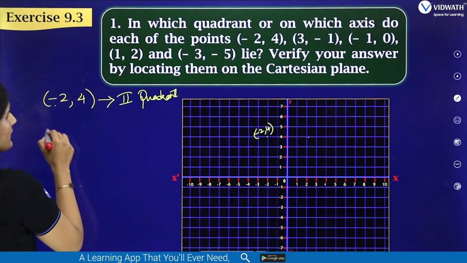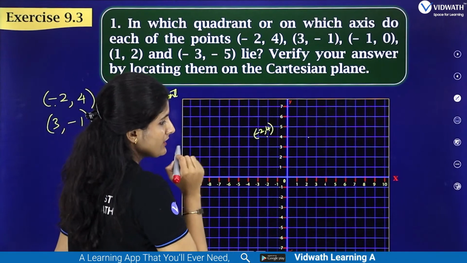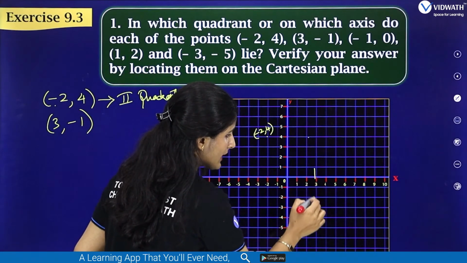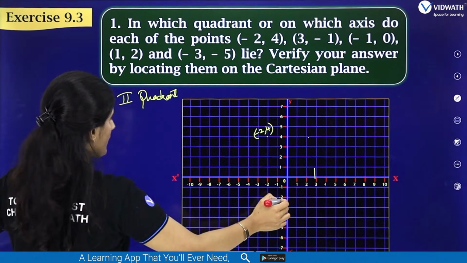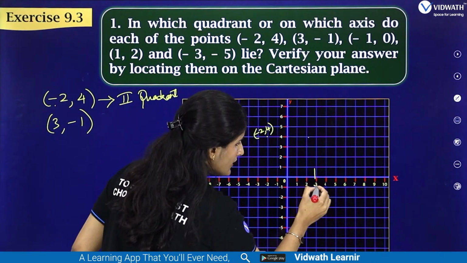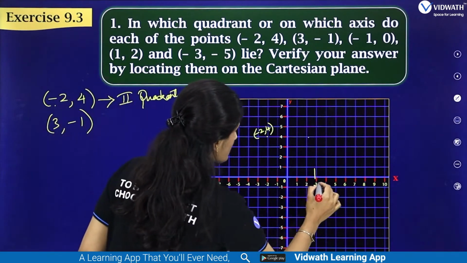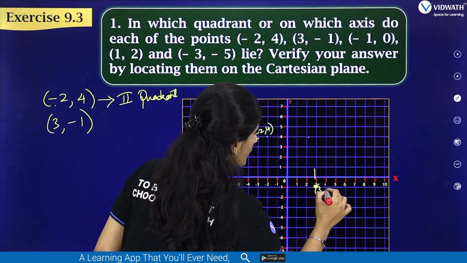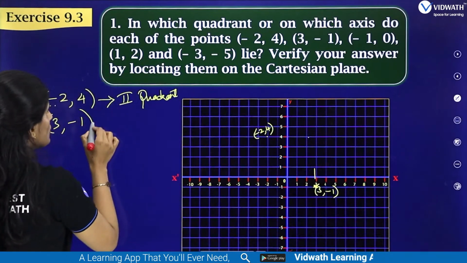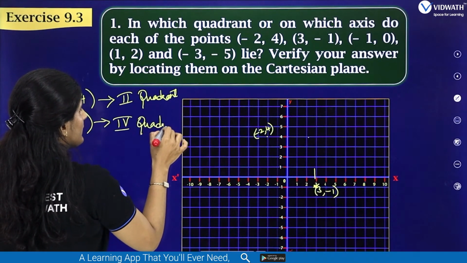Next, the point (3, -1). Let us look at this point. The point (3, -1) will lie on the vertical line passing through x equal to 3 and on the horizontal line passing through y is equal to -1. So, the point will lie at this particular location. So, this point has the coordinates (3, -1) and clearly this point is in the fourth quadrant.